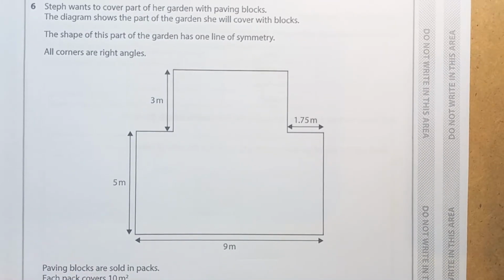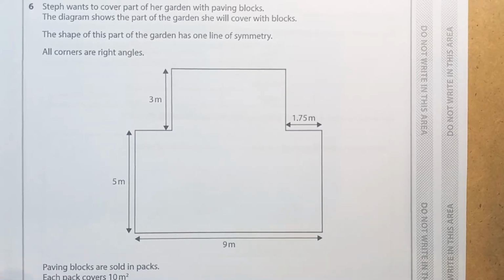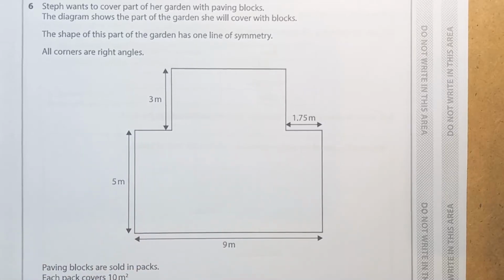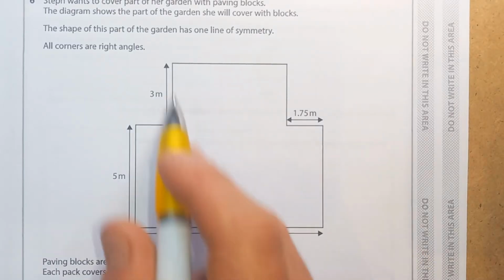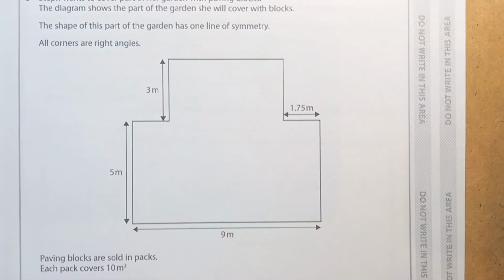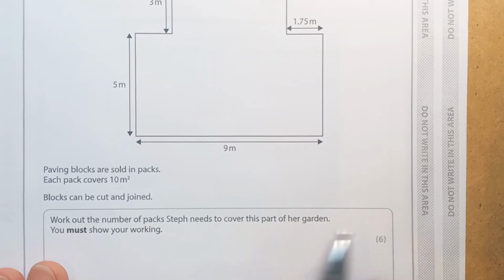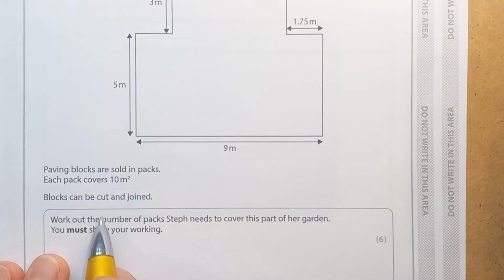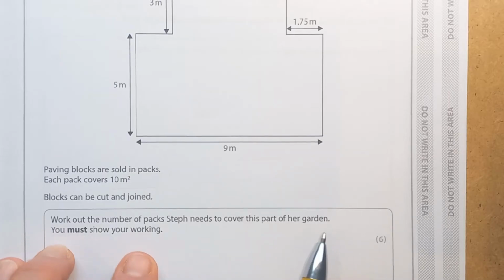Question 6. Steph wants to cover part of her garden with paving blocks. The diagram shows the part of the garden she will cover with blocks. The shape of this part of the garden has one line of symmetry, and all corners are right angles. So we've got our sketch here with some of the measurements written on, but not all of them. And then we're told the paving blocks are sold in packs. Each pack covers 10 metres squared. Blocks can be cut and joined. Work out the number of packs Steph needs to cover this part of her garden. You must show your working.